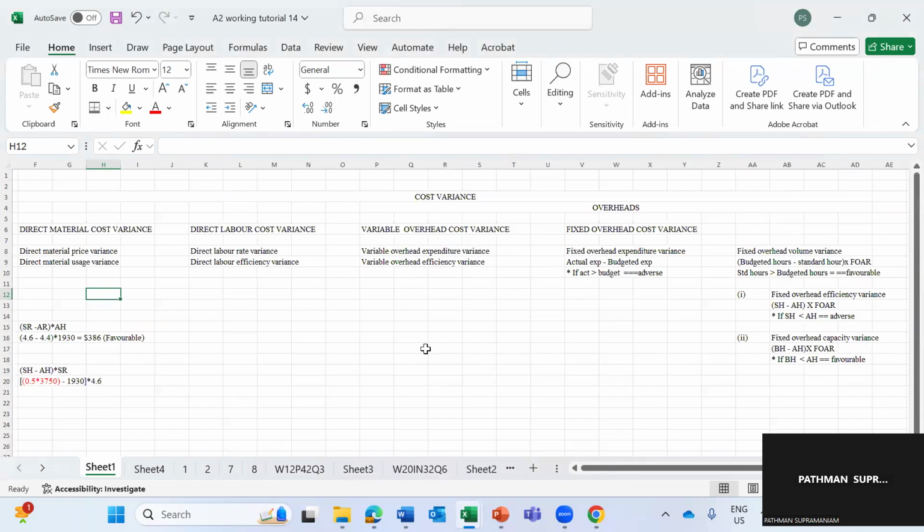This diagram shows the summary of what I just talked about. If you want to see everything in a nutshell: material cost variance, labor cost variance, variable overhead cost variance, fixed overhead cost variance, which is broken down into expenditure variance and volume variance. And then volume is broken down into efficiency and capacity variance. Now I will proceed to show you examples of past year questions.